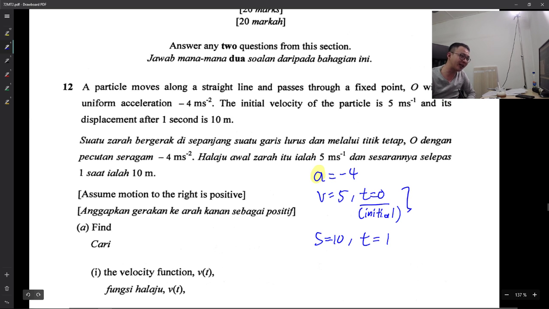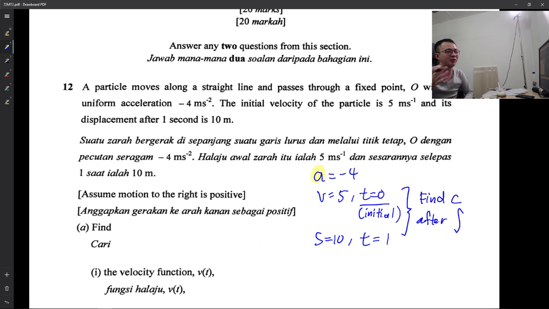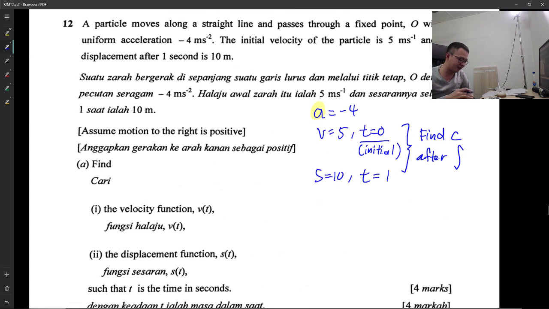Okay, why do they give you both of this information? Basically, they will use it to find the c value after you do the integration. Alright, so the first thing is they ask you to find v. So we know in order to find v, we need to integrate a, right? So integrate a, which is negative 4 dt, we get negative 4t plus c.